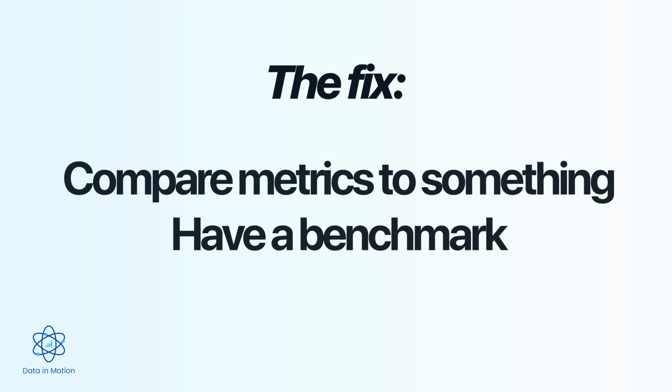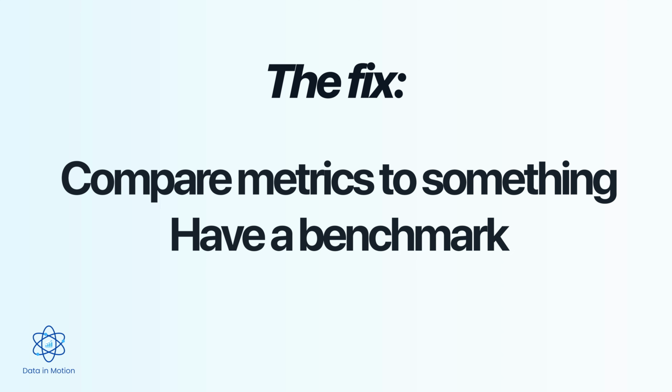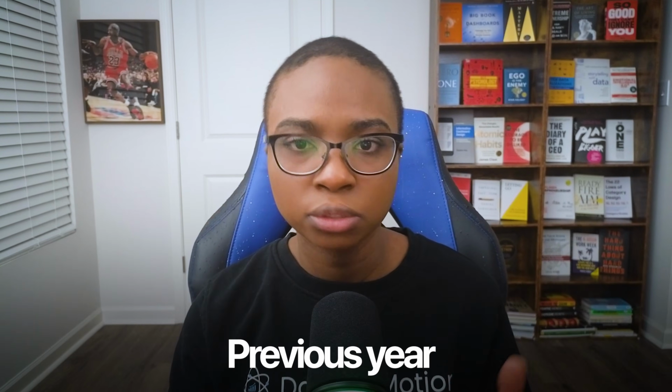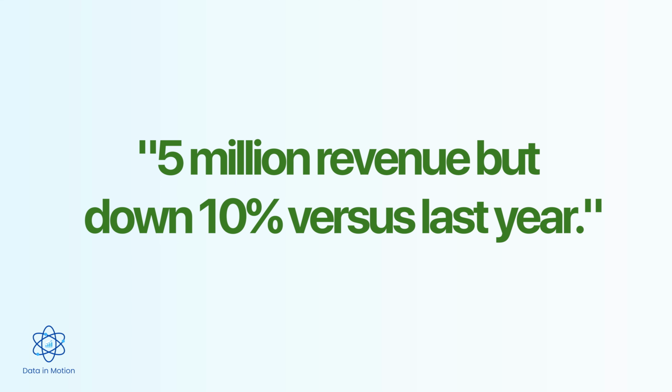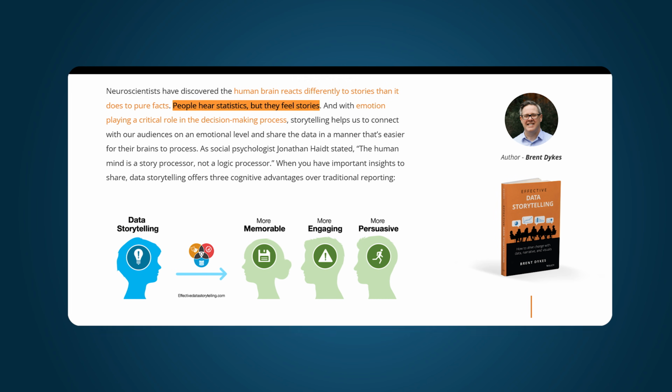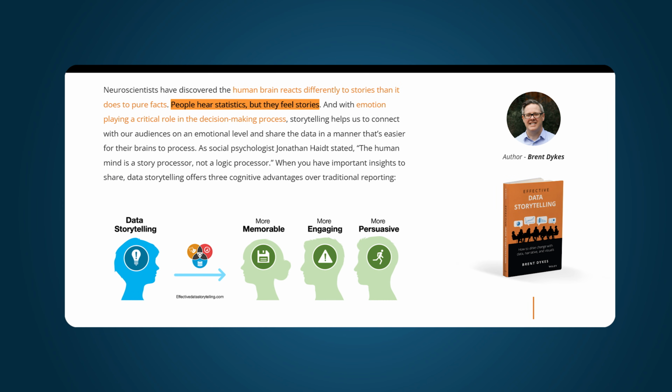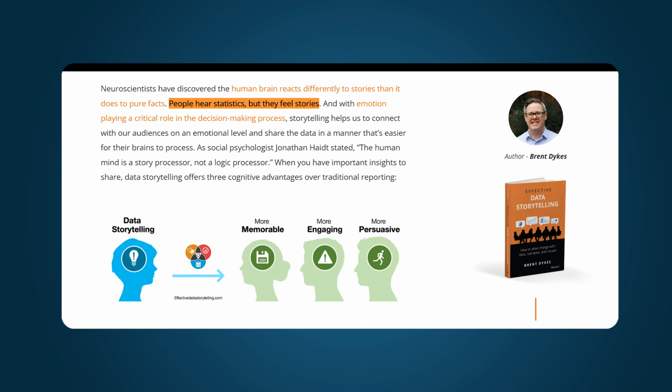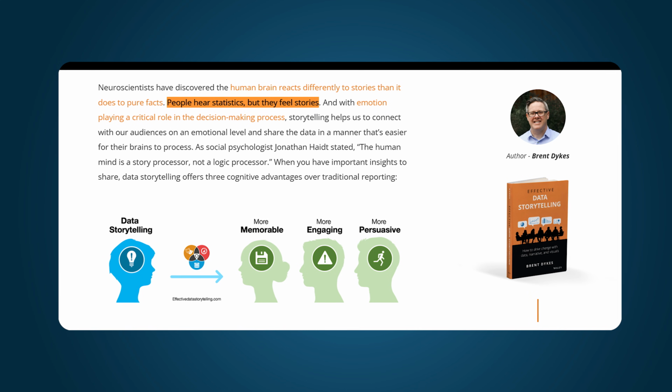You always want to compare metrics to something. You always want to have a benchmark. Previous year, target goal, industry average. So 5 million revenue, but down 10% versus last year. Now that is a story. $5 million in revenue alone doesn't say anything. And neuroscience actually backs this up. The brain is a story processor, not a logic processor. People hear statistics, but they feel stories. When you add context and comparison, you're transforming a number into something the brain can actually process and remember.